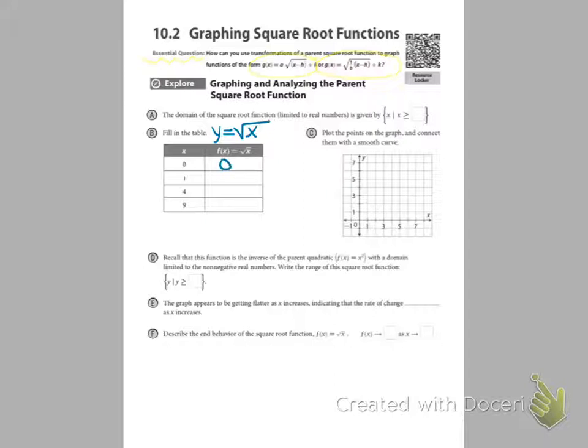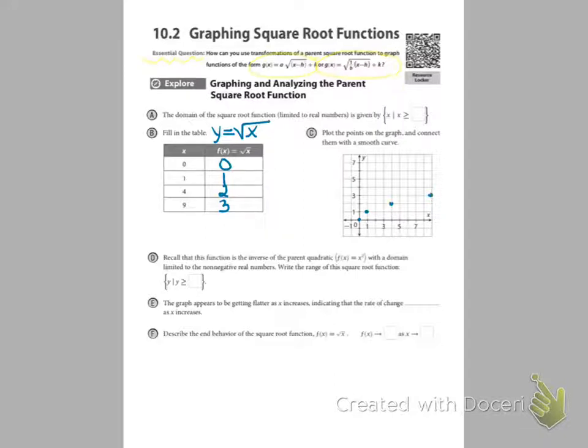I could substitute 1 in, and I'd get 1. Square root of 1 is 1. Notice I'm picking numbers to substitute in that are nice perfect squares. So when I substitute 4 in, I'll get the square root of 4, which is 2. And when I substitute 9 in, I get 3. And so plotting this parent function out, that first point's at 0, 0. The next one's at 1, 1. Then at 4, 2. And then at 9, 3.